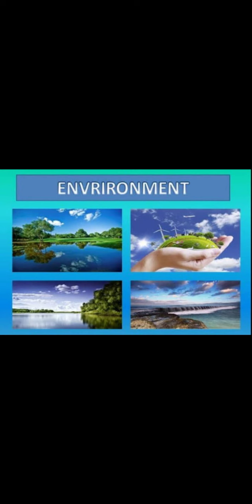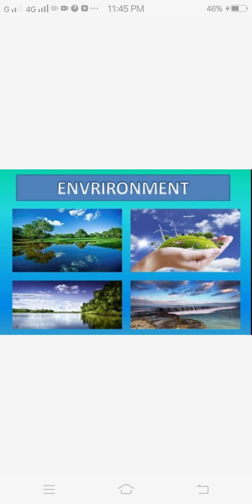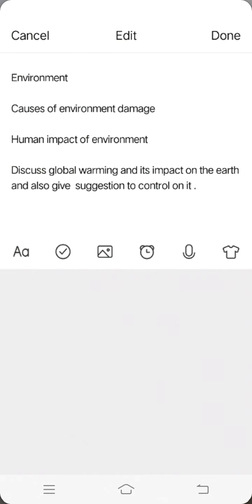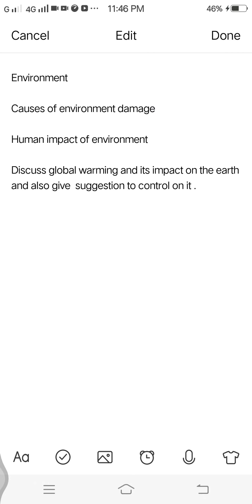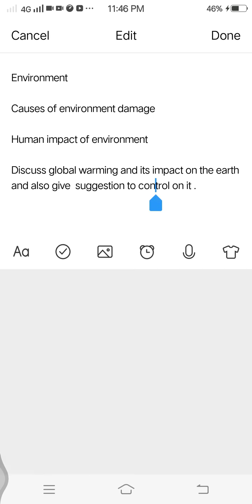Today we will discuss the environment. We will learn what the environment is. Then we will find the causes of environmental damage and how humans impact the environment. Then we will discuss global warming, its cause and its impact on the earth, and also we will give some suggestions on how we can control it.